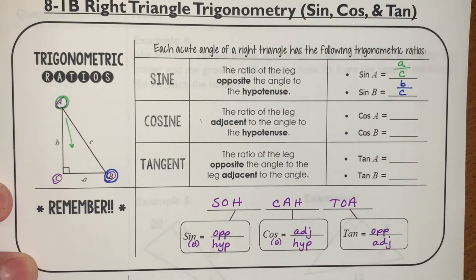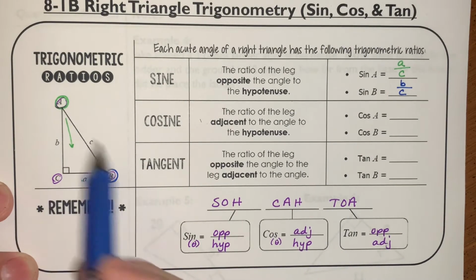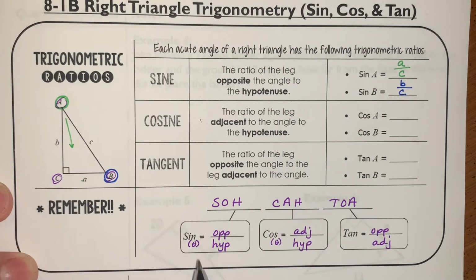Really the only hard part about this chapter, if you even want to call it hard, is looking at the triangle and deciding, from my angle, which side is opposite, which is the hypotenuse, and which is adjacent, and so on. Once you figure that out, you're pretty much good to go.